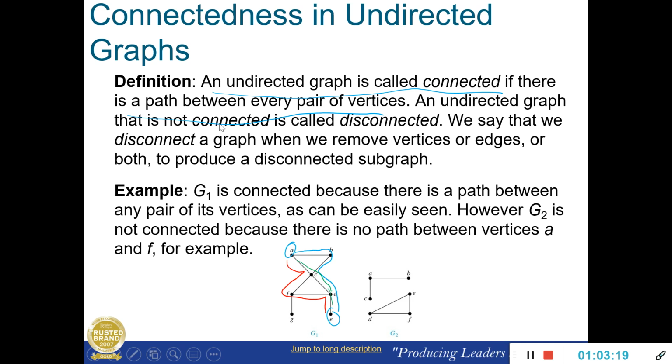And an undirected graph that is not connected is called disconnected. There is no path from A to F or A to E, so this is called disconnected. We say that we disconnect a graph when we remove vertices or edges or both to produce a disconnected subgraph. Okay, let's see the example, this one, G1.